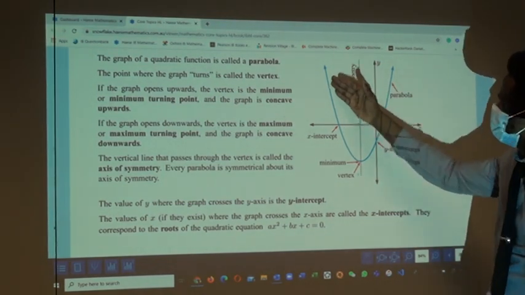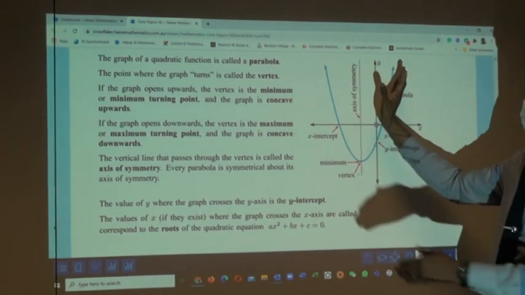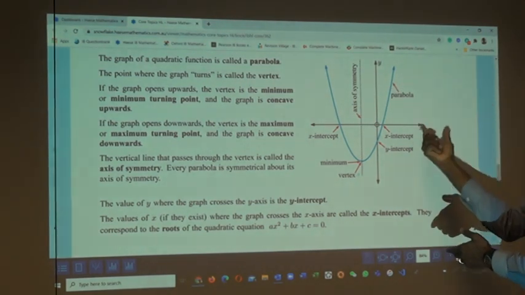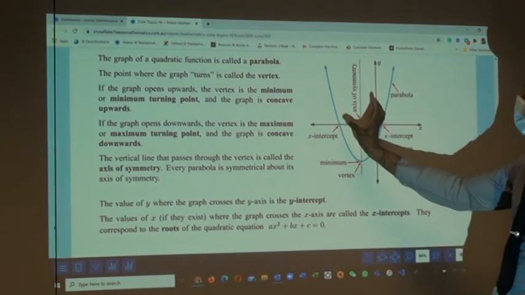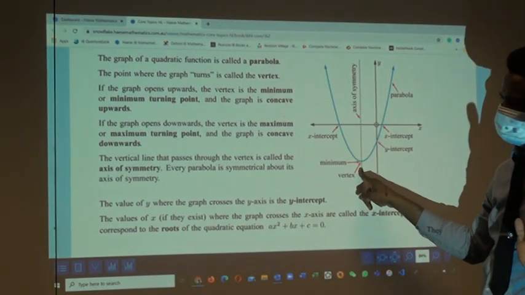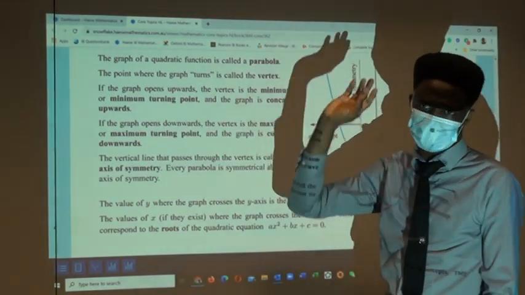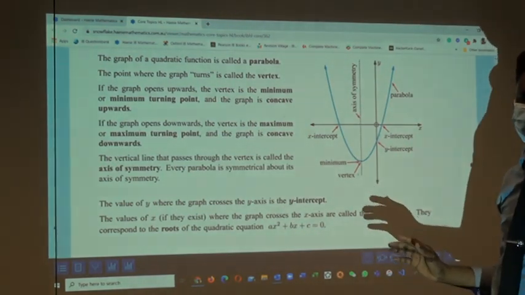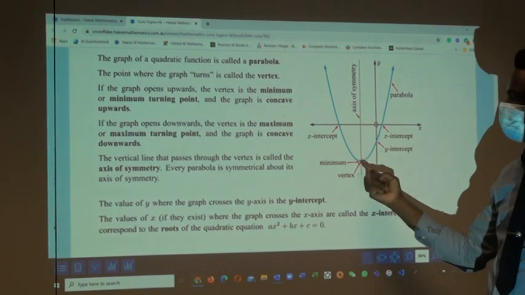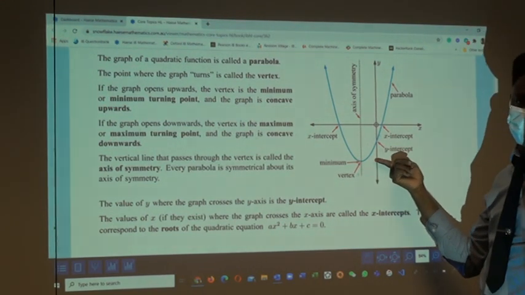So in this case, it opens upward. You see, it opens upward like this. If it was the other way, it's going to open downward. If it opens upward, then you say the vertex is the minimum or the minimum point. You don't need to say minimum turning point. You can just say minimum point. All right? Or the minimum. So the minimum point is here, and the y value is the minimum value.